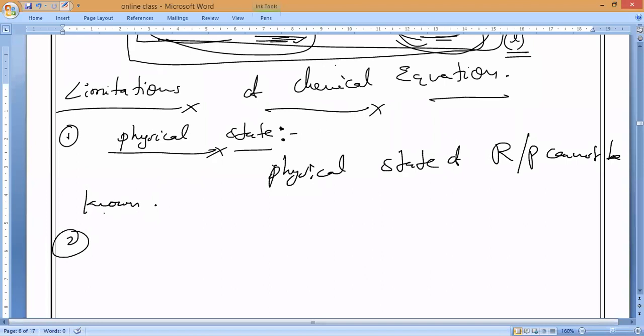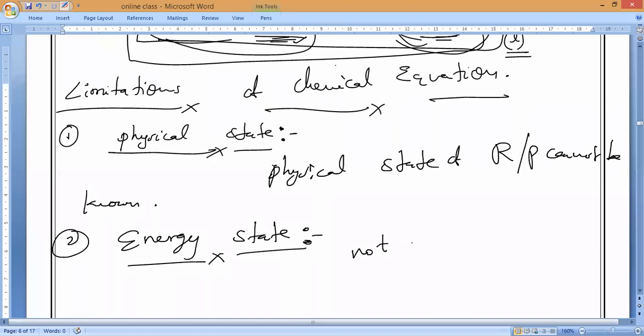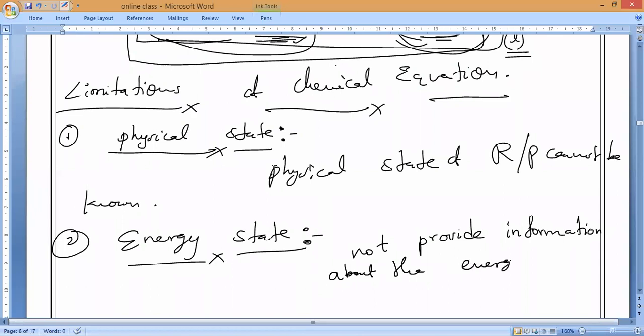Second one, as I told you, is energy change. Energy change means what? Either energy is absorbed, heat is absorbed, or heat is released. Means either it is exothermic or endothermic. We cannot get it. Yes or no, guys? The equation does not provide information about the energy change.